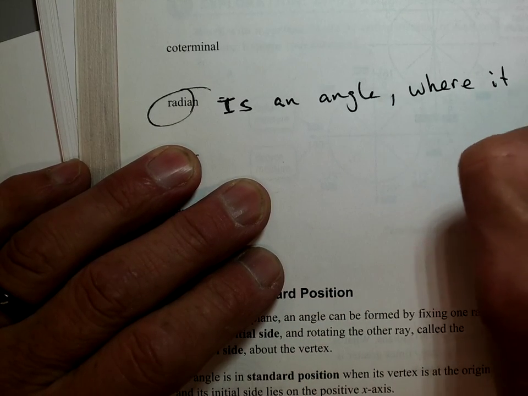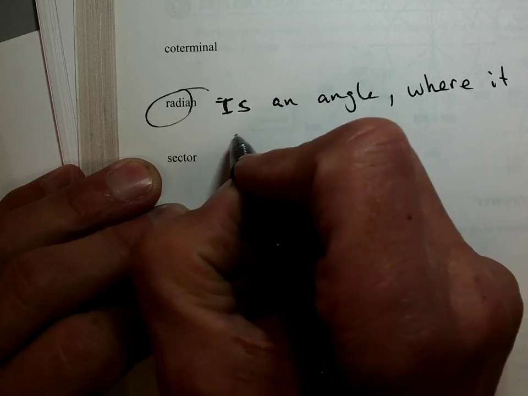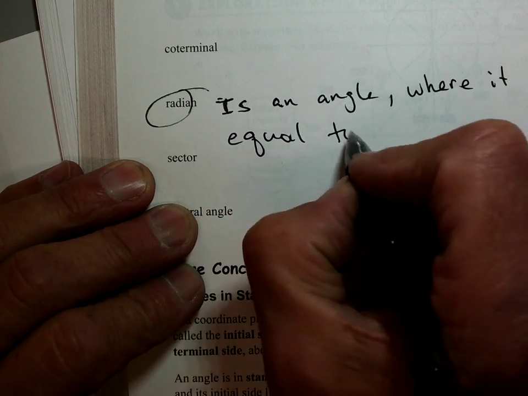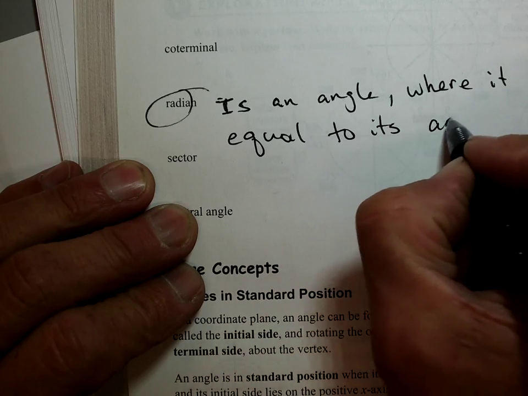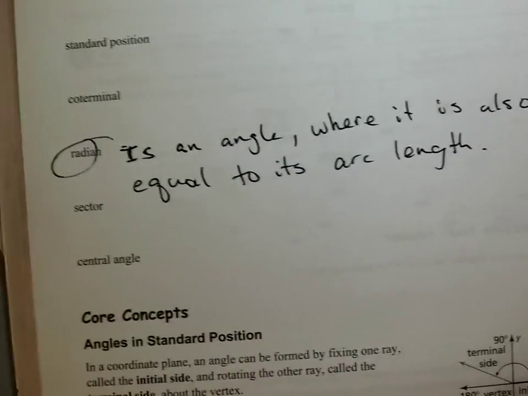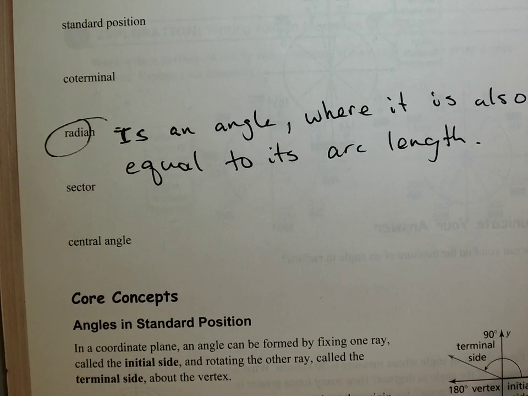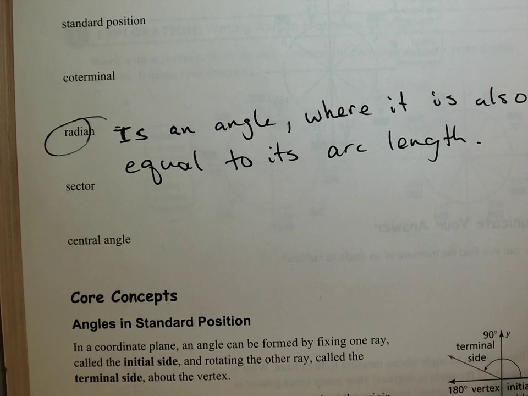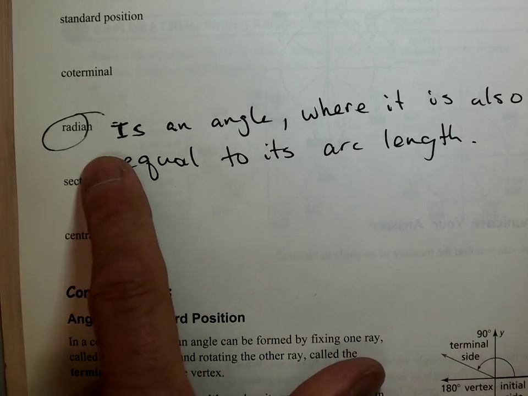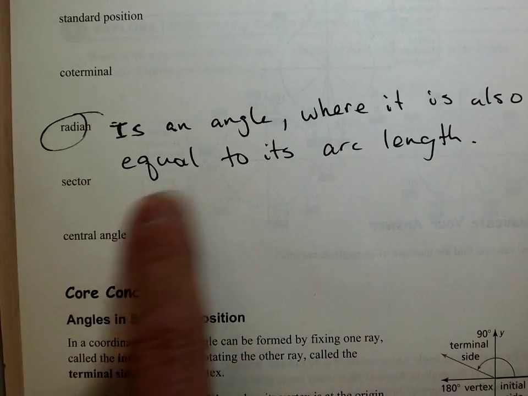it is also equal to its arc length. And that's what makes radian so special, is because you have an angle, it's also equal to its arc length. There's a definite connection. We saw that when we started working on the unit circle, okay? So if that's the case, a radian is an angle where it is also equal to its arc length.